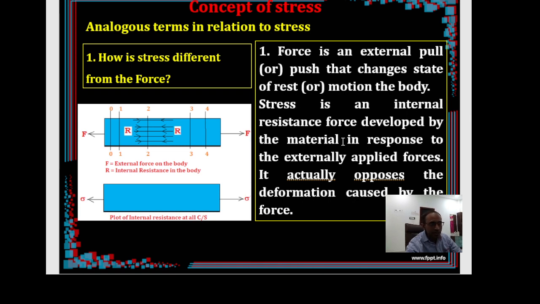We already discussed how it develops. Also we discussed, right, the intermolecular attractive forces try to oppose the effect of the force, right? So in response to the external applied force, that's what stress is, right? Another way of differentiation is that the force causes the deformation, but stress opposes the deformation caused by the external force.